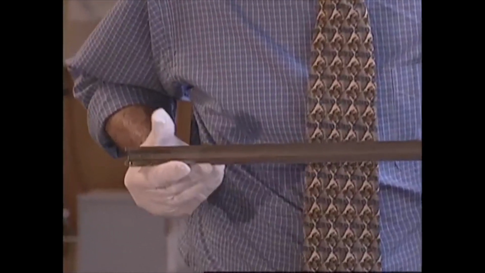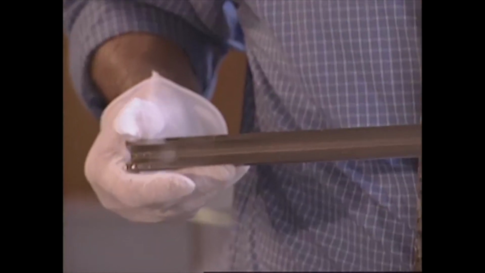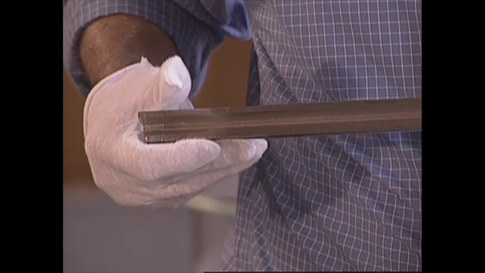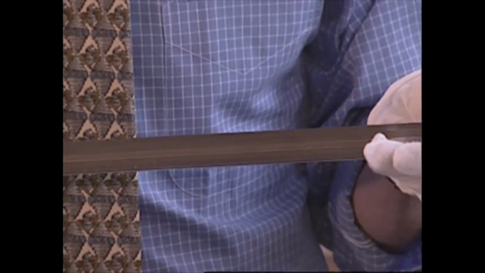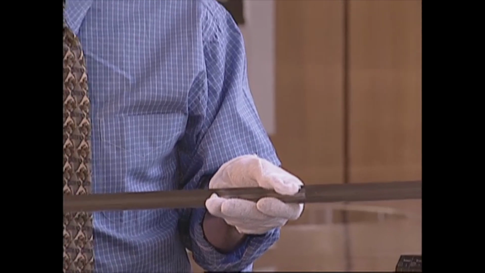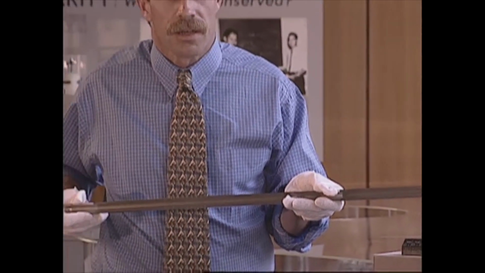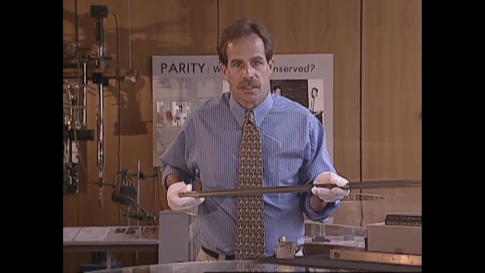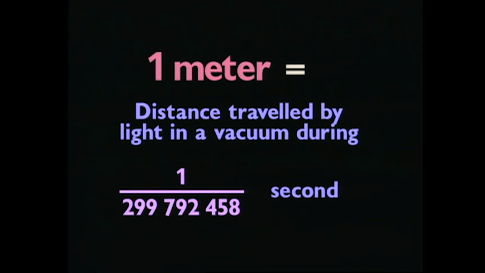This meter bar is built out of platinum and iridium and is accurate to within 1.6 microns at 0 degrees centigrade. It's 1.6 microns short of a true meter. Now, this was the U.S. standard from 1893 to 1960. The current standard for the measurement of length, or definition of a meter, is defined in terms of the speed of light.